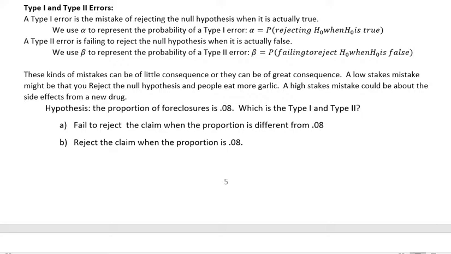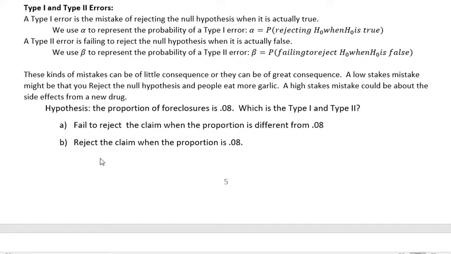Here's an example. Hypothesis: the proportion of foreclosures is 8%. Which is the type 1 and the type 2 error shown below? The claim is that the proportion is 0.08. In the first one, we failed to reject the claim when the proportion is different from 0.08. And the second one is we reject the claim when the proportion is 0.08.